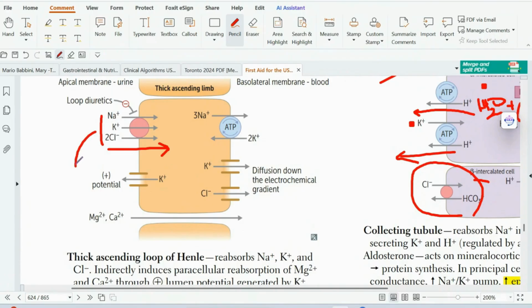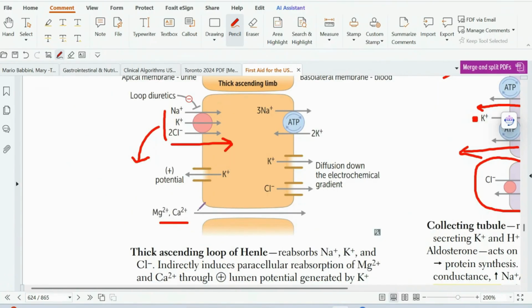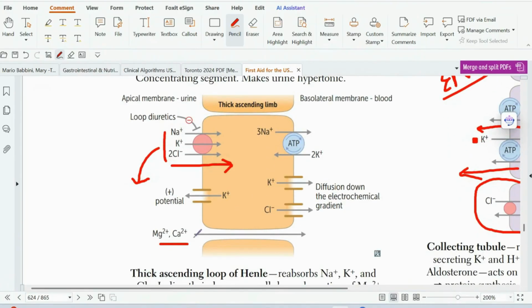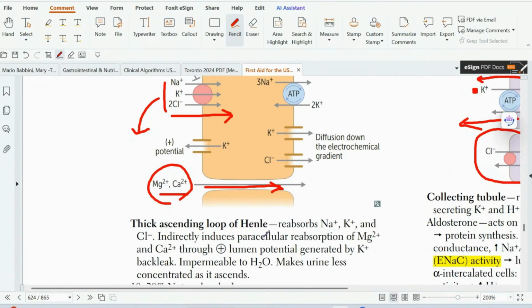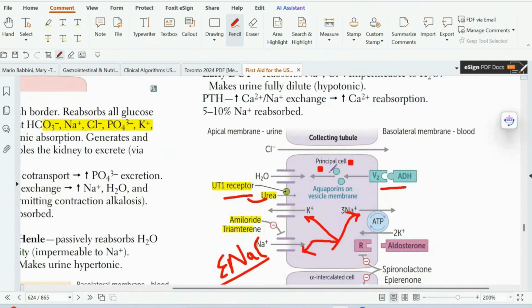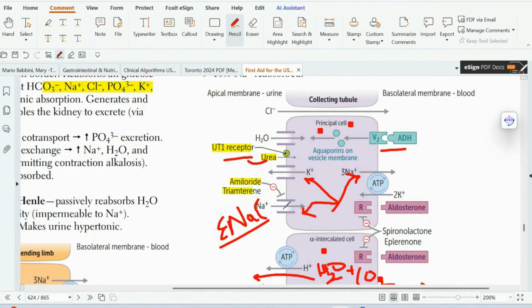All of this is going to go into the urine. You understand? All they've done in these diagrams, when it comes to magnesium and calcium, is show how they can be absorbed. Magnesium and calcium can be absorbed in the thick ascending limb via the paracellular route, and this one is transcellular, which means it's going through the cell.